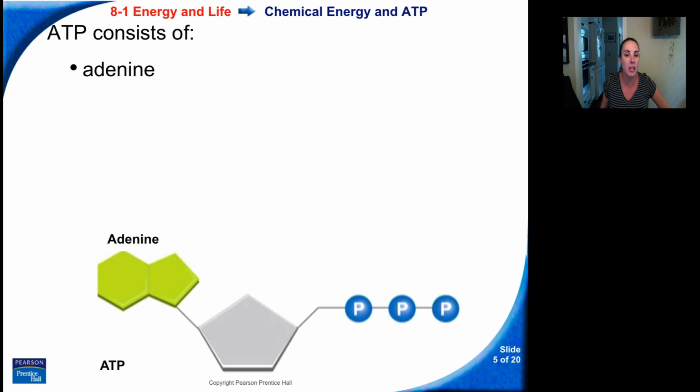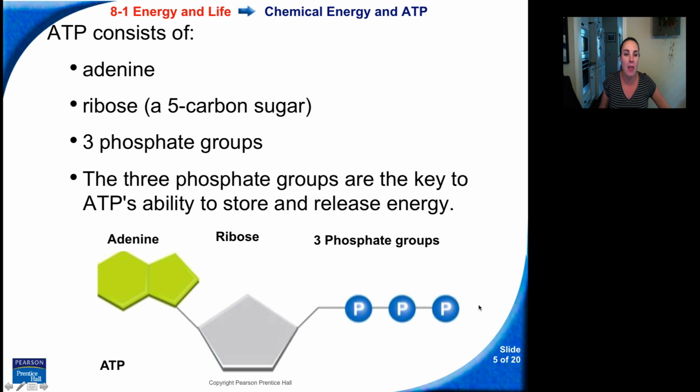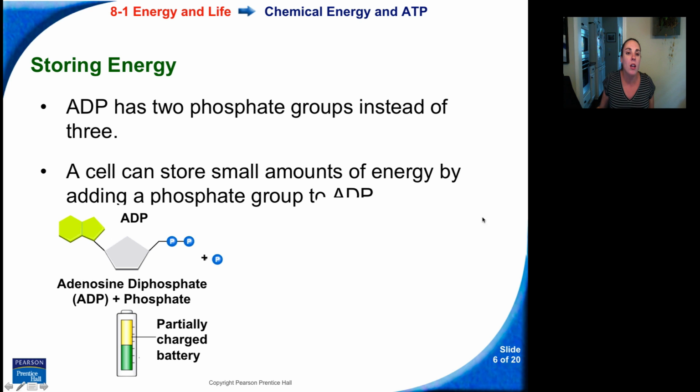ATP consists of adenine, ribose, a 5-carbon sugar, and 3 phosphate groups, 1, 2, 3. The 3 phosphate groups are the key to ATP's ability to store and release energy. They store the energy in their bonds, and when you get rid of this last phosphate, when you break the bond of that last phosphate, it releases the energy. ADP has 2 phosphate groups instead of 3. That's why it's called diphosphate instead of triphosphate.